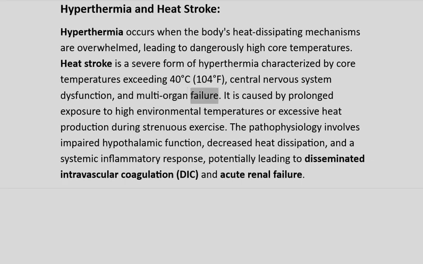It is caused by prolonged exposure to high environmental temperatures or excessive heat production during strenuous exercise. The pathophysiology involves impaired hypothalamic function, decreased heat dissipation, and a systemic inflammatory response, potentially leading to disseminated intravascular coagulation, DIC, and acute renal failure.